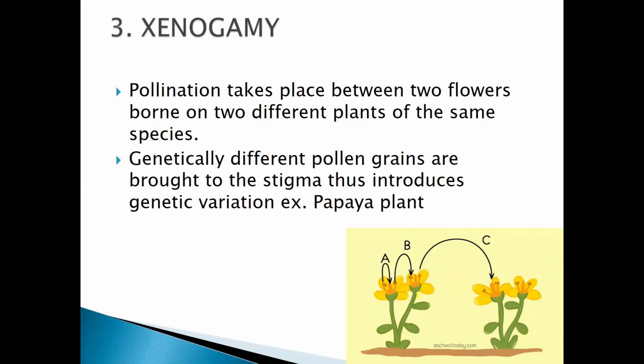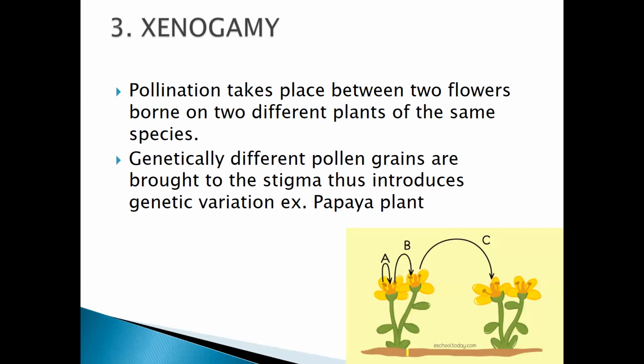Now what happens here? The pollen grains from the papaya plant 1 go and pollinate the papaya plant 2. Yes, they pollinate the papaya plant 2. That is the transfer of the pollen grain from the anther to the stigma of a different flower, but of the same species. And this process is known as cross-pollination.